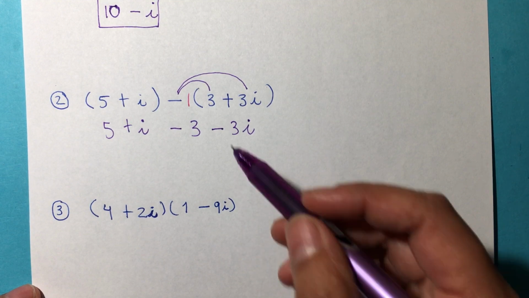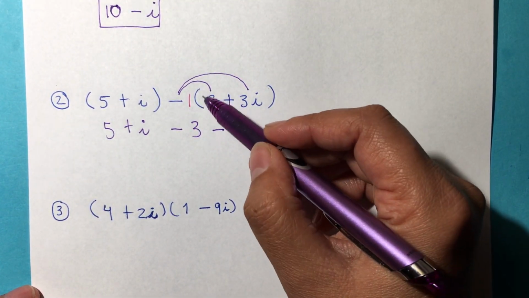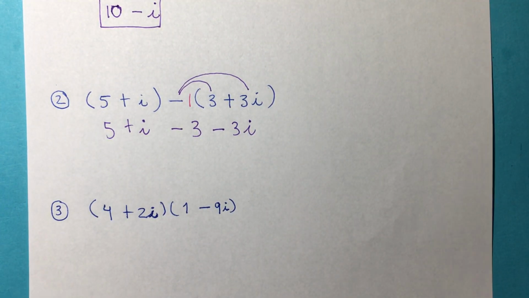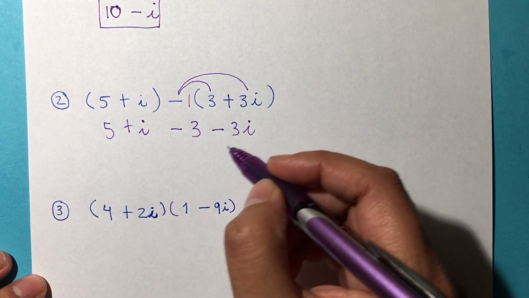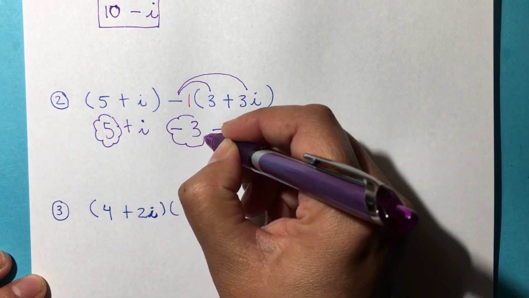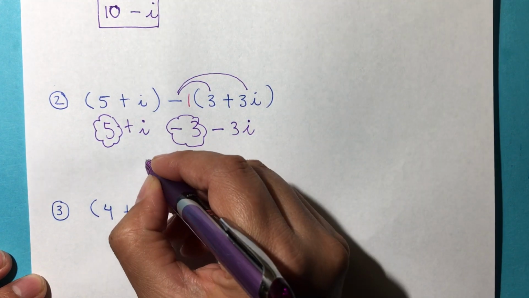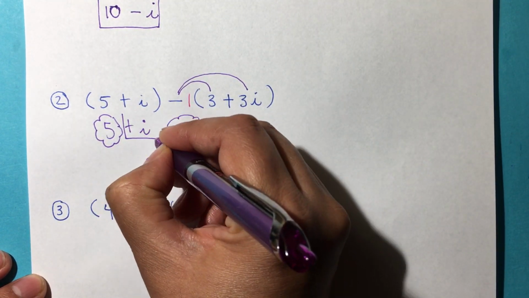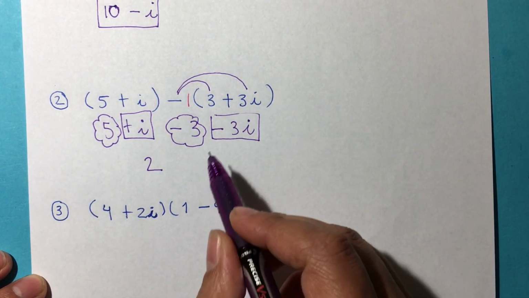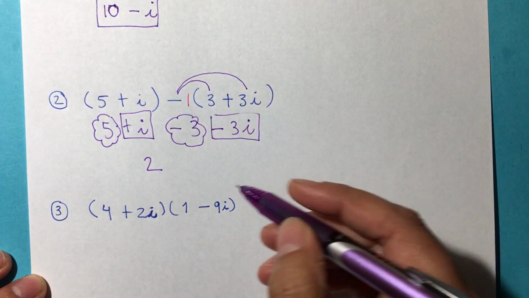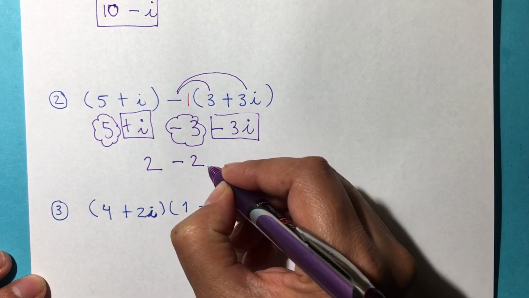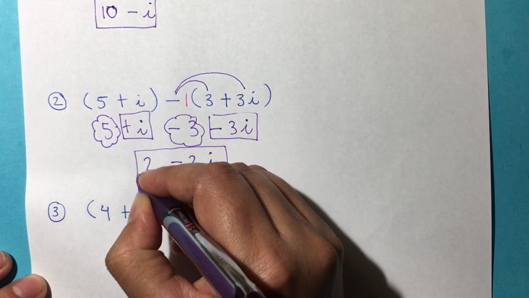Basically, when you are subtracting, all it does is change the signs of the terms inside of the parentheses. Now that we have them outside of the parentheses, we can combine like terms. Positive 5 and negative 3 is 2. Positive i and negative 3i, we subtract and leave the greater sign. So 3 minus 1 is 2, and the greater sign is negative, so negative 2i. And that will be my answer.